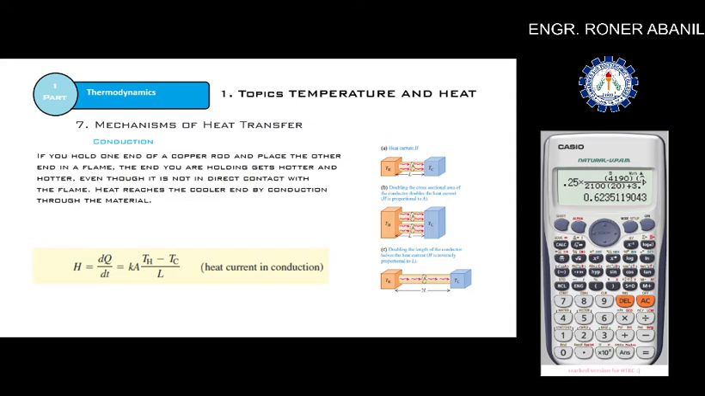So nag-experiment daw sila ngayon ng dalawang metal naman. So the experiment showed that the heat current is proportional to the cross-sectional area of the rod. So makikita nyo yun dito. And the temperature difference is TH minus TC. And this is inversely proportional to the rod length. Okay?